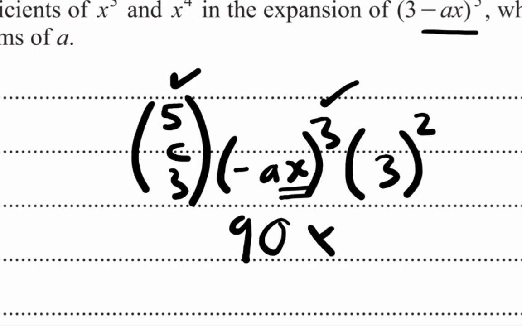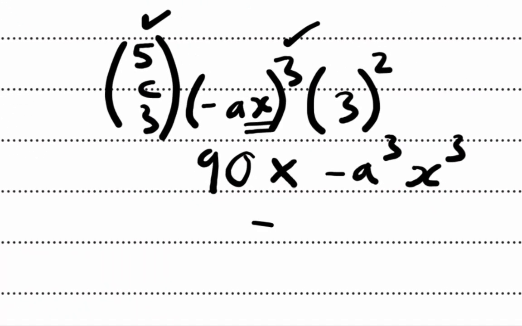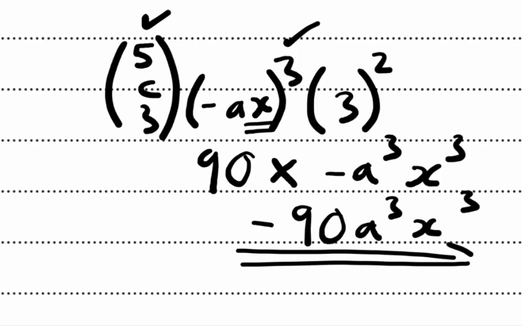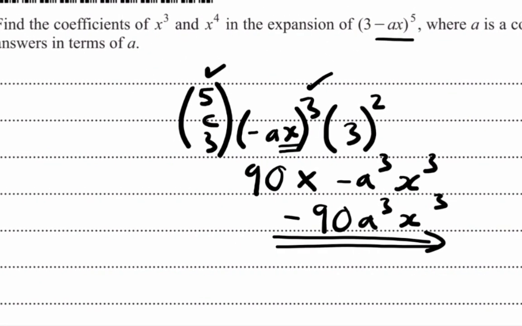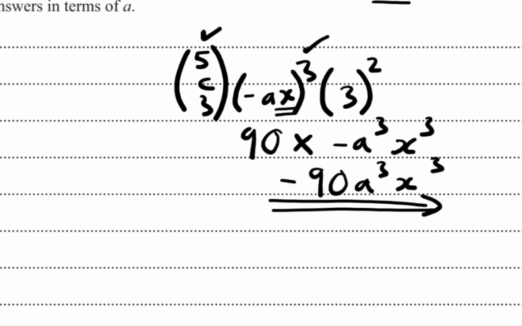So this 90 is being multiplied by minus a to the power 3 and x to the power 3. So it gives us minus 90 a to the power 3 x to the power 3, and this is our term in x to the power 3. And we do the same to get the term in x to the power 4.